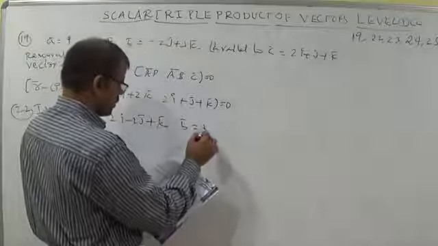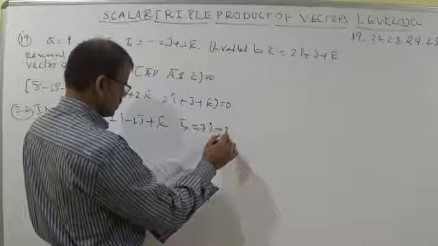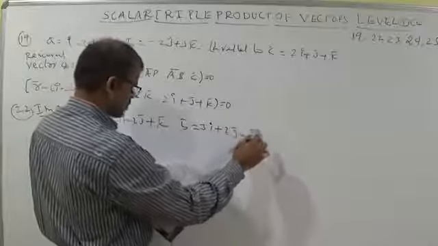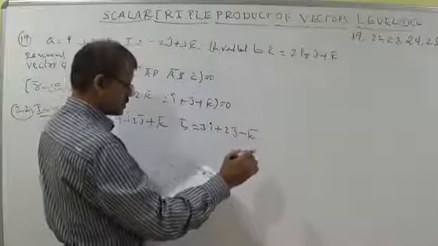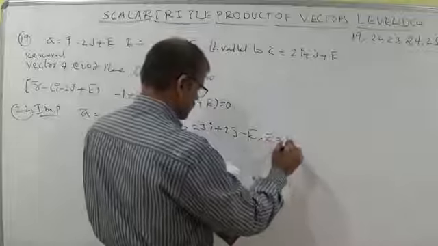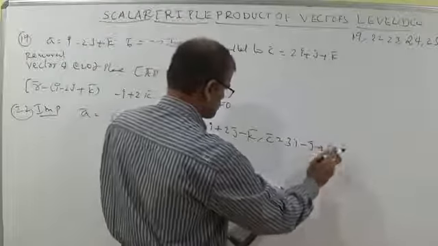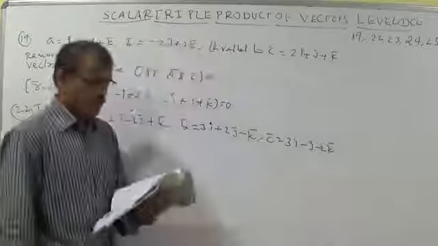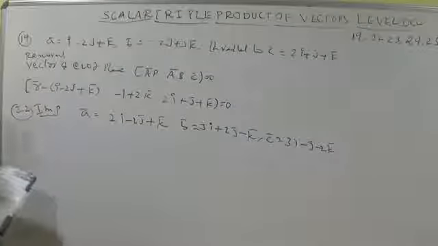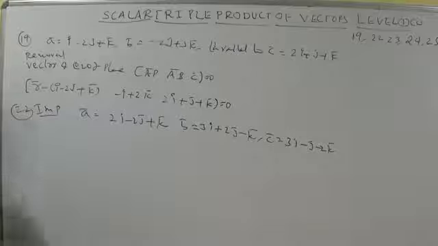B bar is equal to 3i plus 2j minus k. Next, C bar is equal to 3i minus j minus 2k. So what should we find out? Perpendicular distance from origin to the plane.